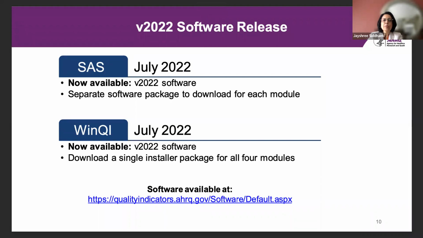We want to provide a brief update on the version 2022 software releases. The SASQI platform was released on July 29. There is a separate software package available to download for each module. The WinQI platform was also released on July 29. A single installer package may be downloaded for all 4 modules. I will now turn it over to Alex Bohl to provide an overview of the version 2022 software and improvements.